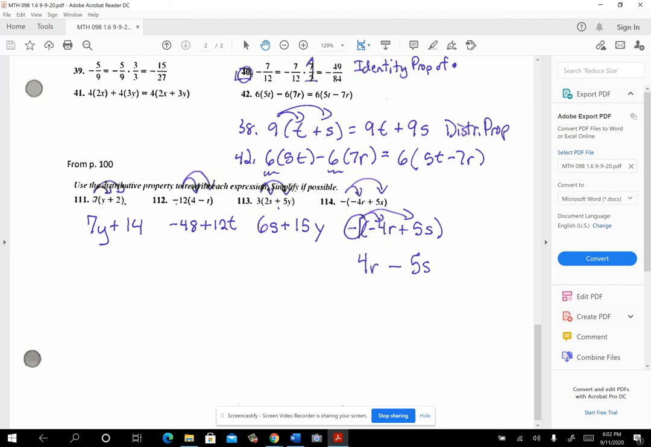The tricky one was 114. On that one, remember how we said that negative you see out in front? Think of it like a -1. You can always slip a 1 in front of something because 1 is the identity element for multiplication. Then distribute -1. So -1 times -4r becomes positive 4r. -1 times positive 5s becomes -5s.